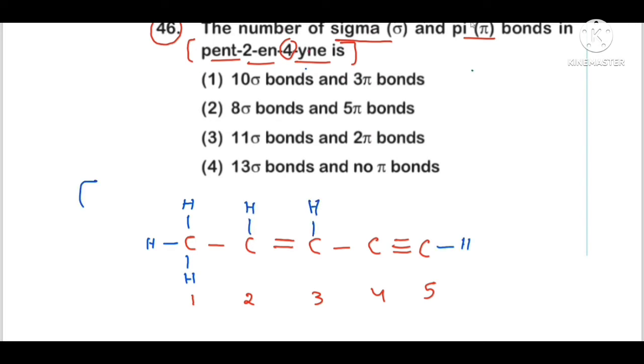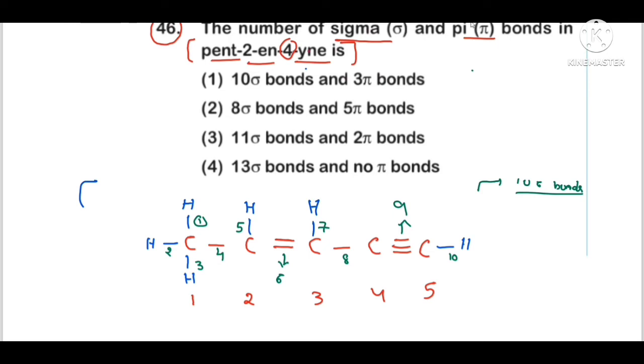Now let us try to calculate the number of sigma bonds and pi bonds in the given compound. Firstly, calculate the number of sigma bonds. Here 1, 2, 3, 4, and 5. We know that in a double bond, one sigma bond is present. Here 6, 7, 8. We know that in a triple bond, one sigma bond is present. Its number is 9, and the last one is 10. So we conclude that in the given compound, 10 sigma bonds are present.